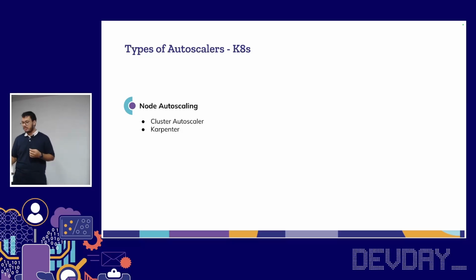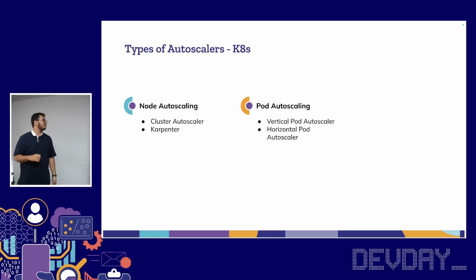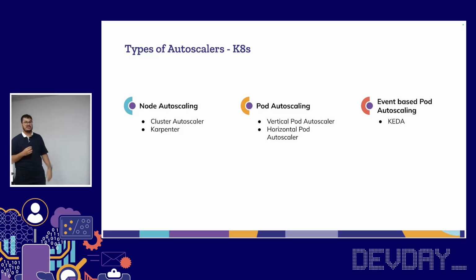This is the first type of autoscaling. The second is pod autoscaling. This will change the number of pods or even the resources of the pod. If you change the resources, it is called Vertical Pod Autoscaler, or VPA for short. If you change the number of pods for your application, it is called Horizontal Pod Autoscaler, or HPA. And lastly, if you want to scale based on events, you would use a tool called KEDA. We'll cover what all of this means soon.